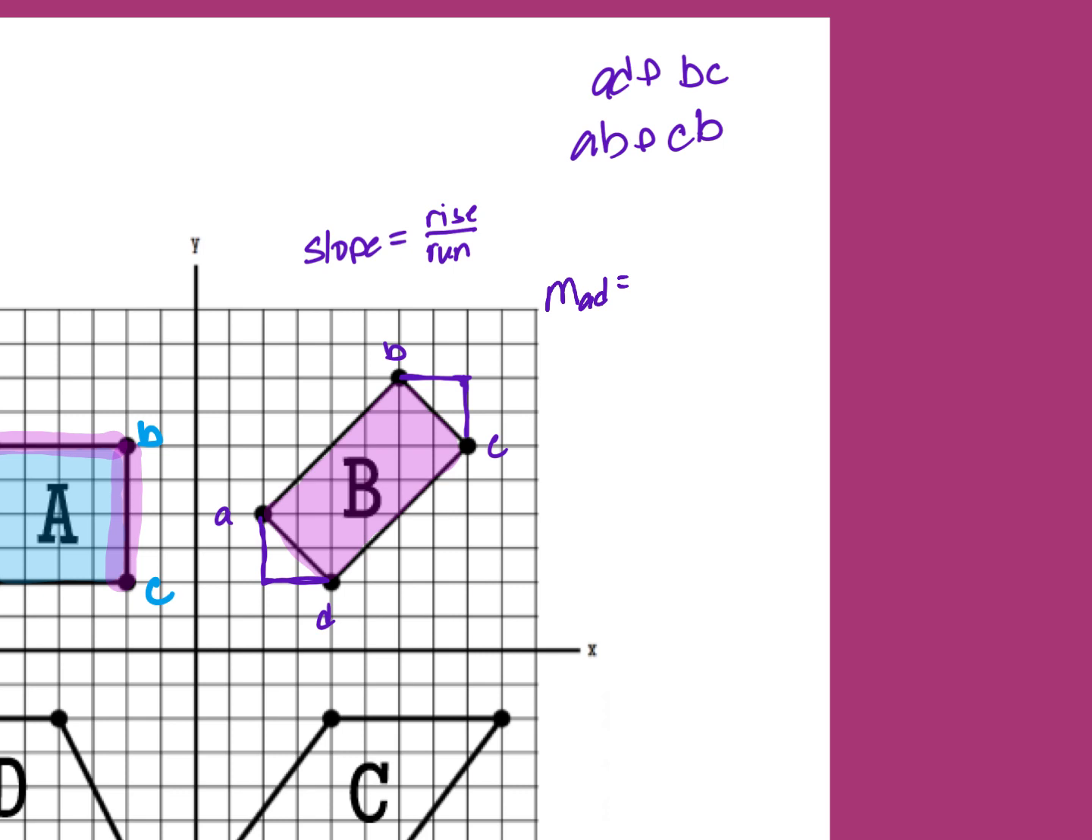What's my rise? 2. What's my run? Is it positive or negative slope? Negative. So what's 2 over 2? Negative 1. So what's the slope of BC? What's my rise?